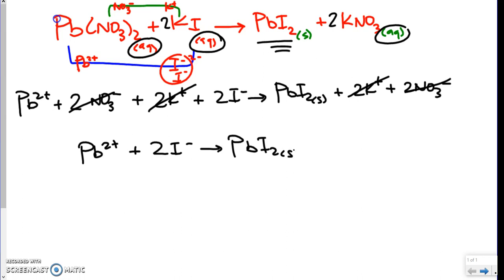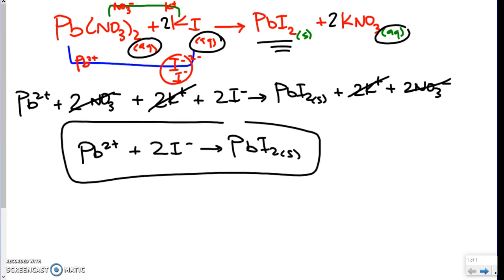You know, a tip here is if you've done your work right, this reaction should also be balanced. And so as you look at this, we have 1 lead on both sides and 2 iodines on both sides. So that's good to go. Let's move on to number 2.